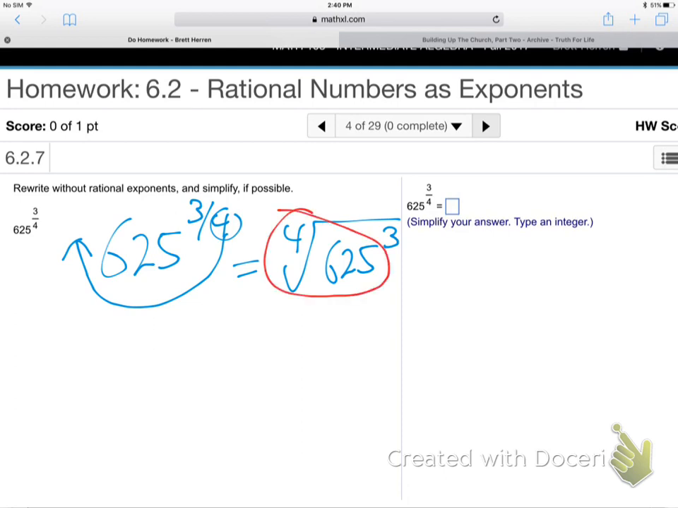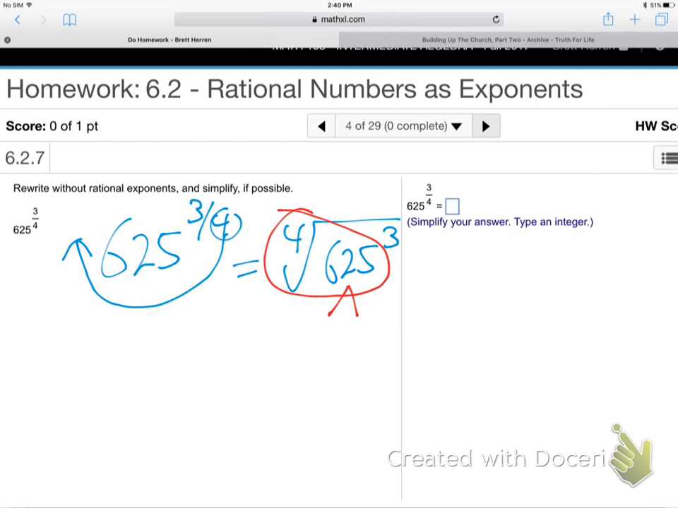Let's do this first. This will be way easier. Let's do the 4th root part first, because that'll make the number smaller, and then we'll do the 3rd power afterwards. So first do the 4th root. How do you do the 4th root? Well, you got to take the 625 and break it down. You guys have your calculator? What goes into 625? Clearly 5 at least, right? Because it ends in a 5.